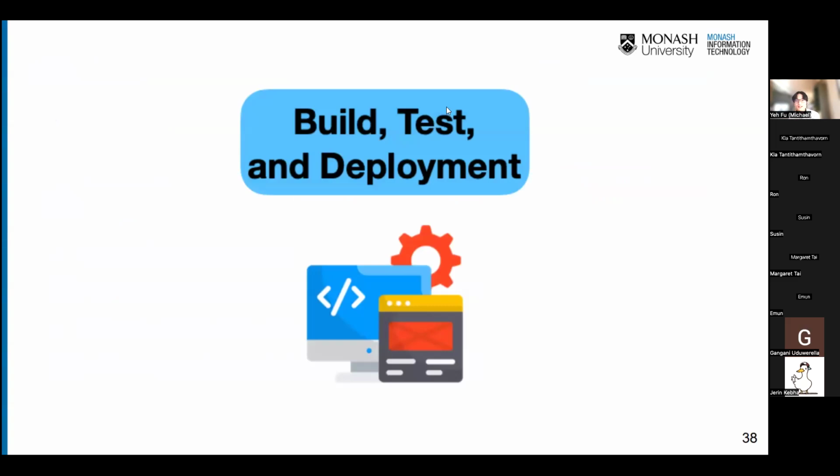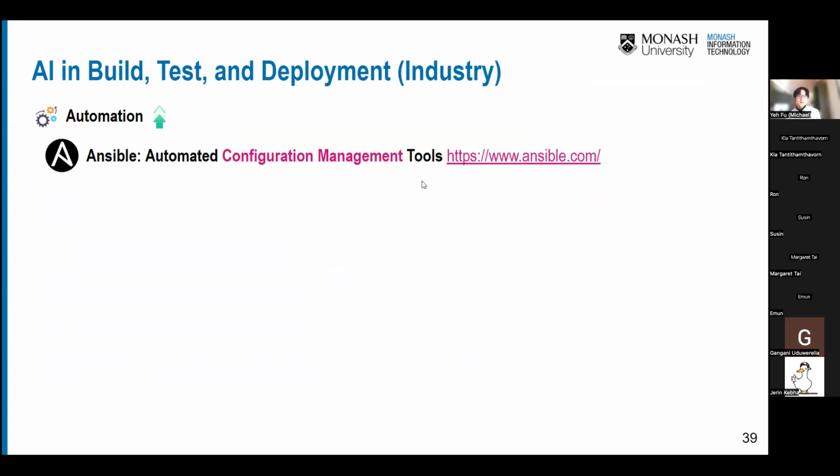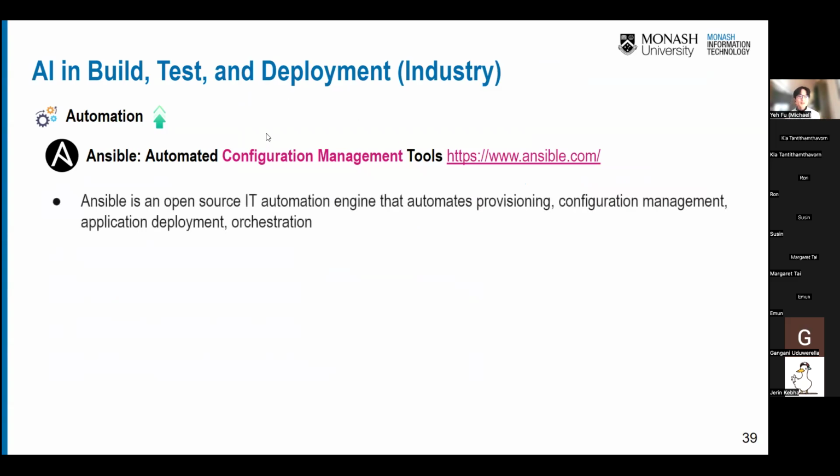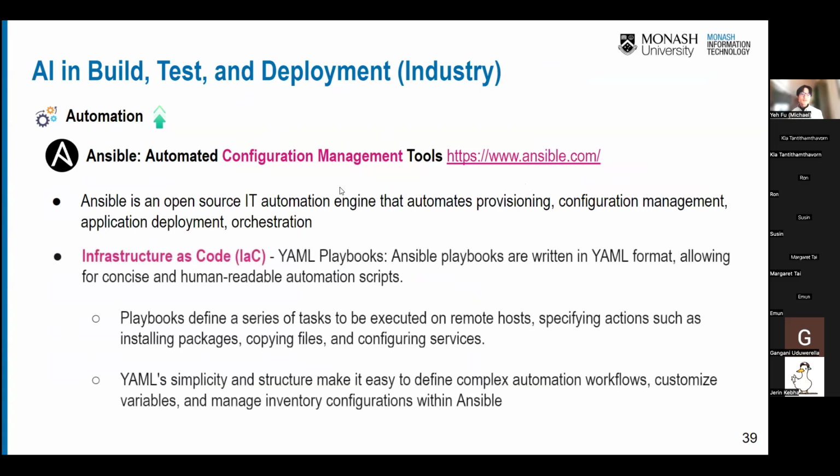And next, I will talk about building, testing, and deployment. So I would like to first introduce Ansible. It's an automated configuration management tool. Ansible is an open source IT automation engine that automates provisioning, configuration management, and application deployment. The most important part of Ansible, I would like to say, is infrastructure as code.